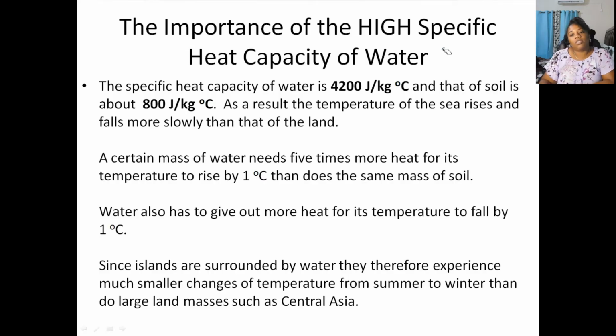Okay, so the importance of the high specific heat capacity of water. The specific heat capacity of water is 4200 joules per kilogram degree Celsius, as you saw on the previous slide, and that of soil is about 800 joules per kilogram degree Celsius. As a result, the temperature of the sea rises and falls more slowly than that of the land. And you would have experienced this if you live on an island. You experience this all the time when you go to the beach.